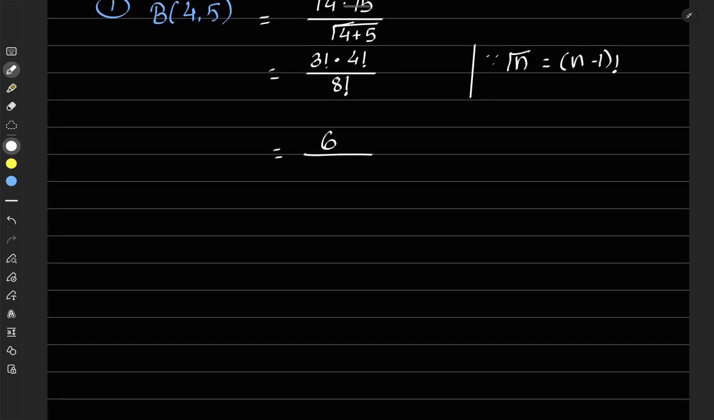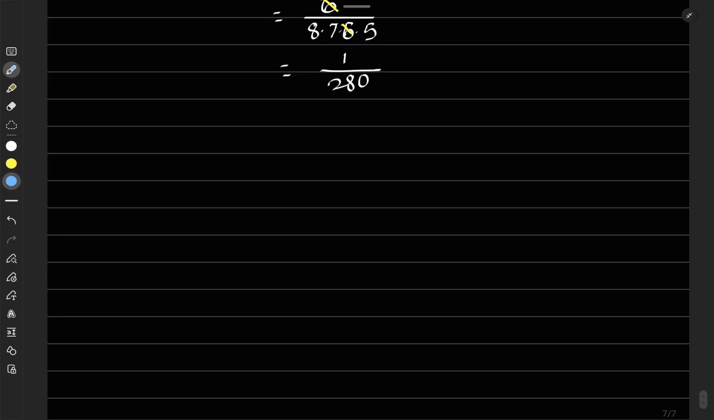So this will be 6 upon 8 into 7 into 6 into 5. So 6 will get cancelled. So this will be 40 into 7, that is 280. So I can use the calci to evaluate such values.